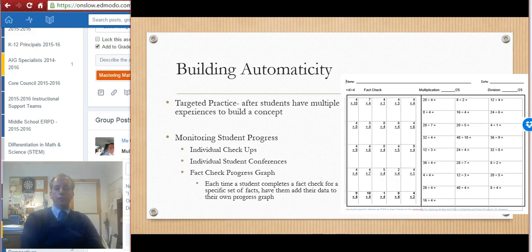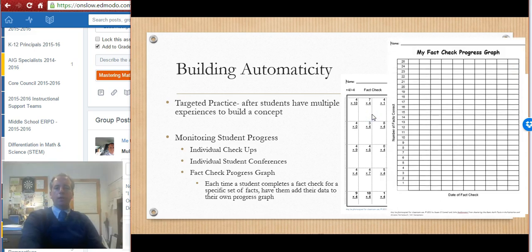So we know individual checkups are important. Those individual student conferences, especially for struggling kids, are very important, helping them focus in on the facts they need the most practice on. And then using a fact progress chart. So here we've got the practice for our multiplication facts, having kids keep track of their facts. So if this group of kids is all working on their 4s, then we're going to do this over time. So we want to see how many did I get right the first time, the second time.